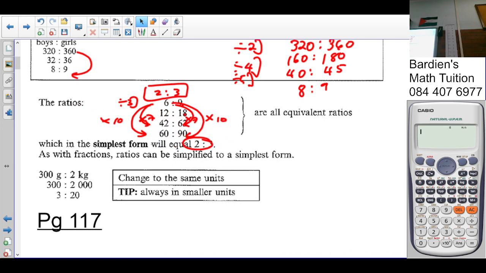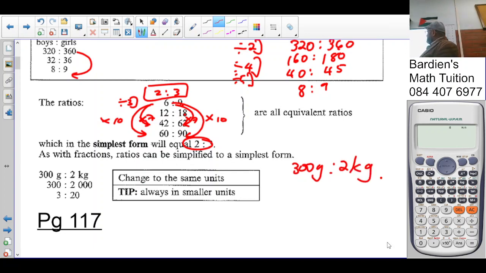We are given 300 grams to 2 kilograms. We need to change to the same units, the same SI unit. We'll always have to change it to the same unit. Is grams the same as kilograms? Is 1 gram the same as 1 kilogram? No. So what we do is we convert it to the same unit.